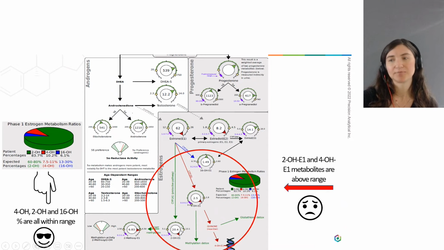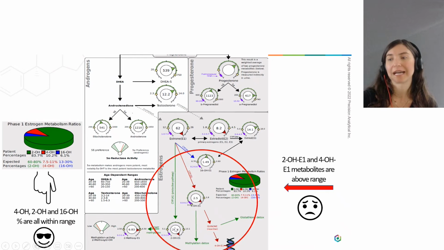So these dials are above range. Don't like to see that. And if we look at this pie chart here on the right, this tells you percentages of each of the phase 1 estrogens. So how much estrogen is in the 2-OH form, how much is in the 4-OH form, and how much is in the 16-OH form. And I kind of blew up the pie chart over here on the left so we can see it more easily. And her percentages look great. Like she's pushing most of her estrogen into the 2-OH form, and the 4-OH form is less than 11%, and the 16-OH is below 30%. So I'm pretty happy with these percentages.